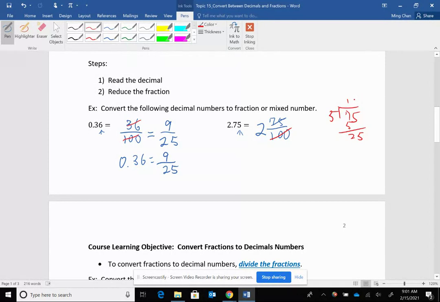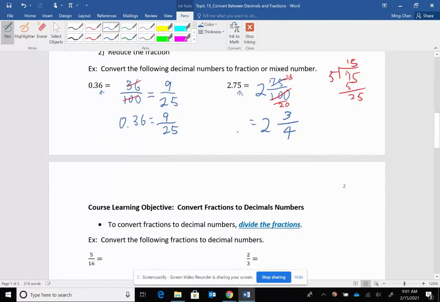It is by 25. There's 15 over 20. And 15 over 20 can be reduced again by 5. So that's why we should get 2 and 3 over 4. Okay. 2 and 3 over 4 is the same as 2.75.